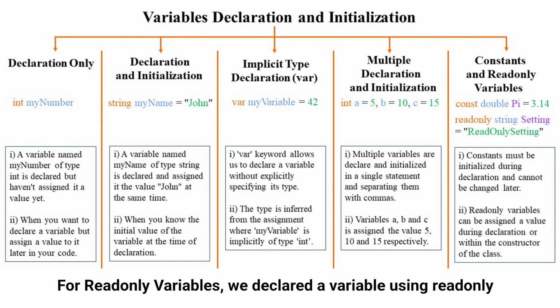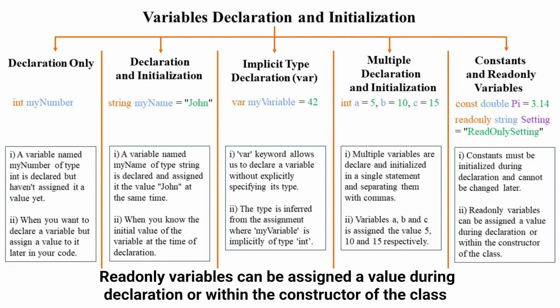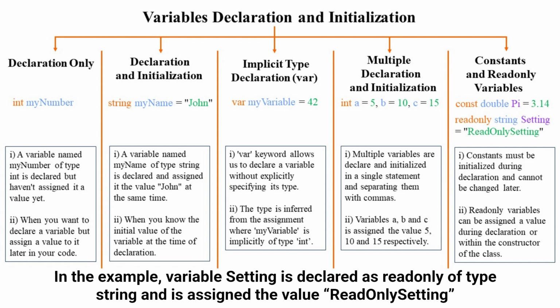For read-only variables, we declare a variable using readonly. Read-only variables can be assigned a value during declaration or within the constructor of the class. In the example, variable setting is declared as readonly of type string and is assigned the value "read-only setting".